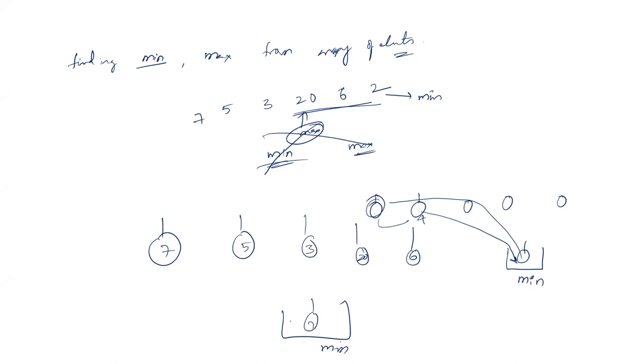And 7 is a smaller apple. After that, I'm going to check this 7 apple with the 5 apple. So which is smaller? 5 is smaller. I'm going to discard this. I'm going to place 5 as my smaller apple. And after that, I'm going to check 5 with this 3.